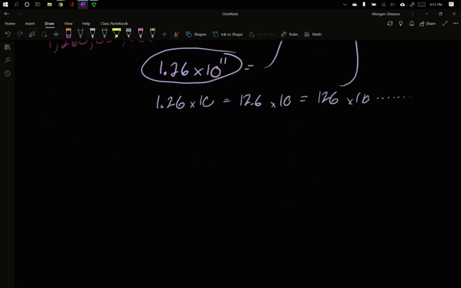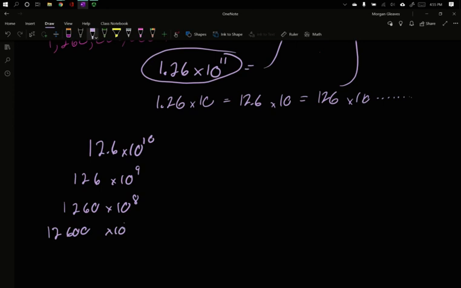Well, I could do 12.6 times 10 to the 10, or 126 times 10 to the 9, or 1,260 times 10 to the 8, and we can just kind of keep doing this for a while. 12,600 times 10 to the 7, all of these equal the same value. They all equal that 126 billion. So which one? What do we pick from this list? Why did I circle that one up above? Why do we want 1.26 times 10 to the 11?